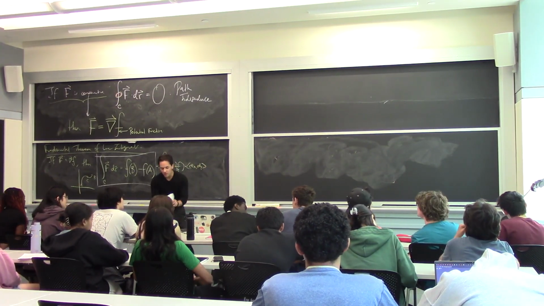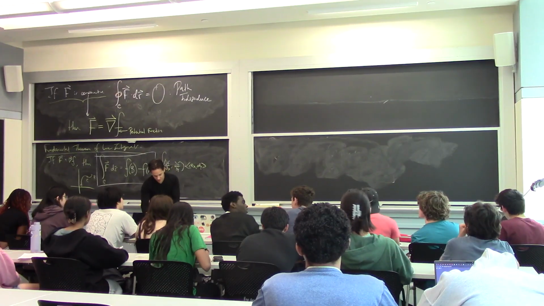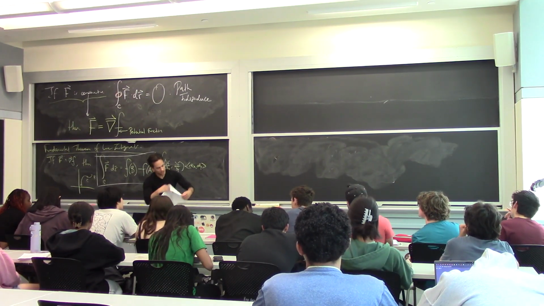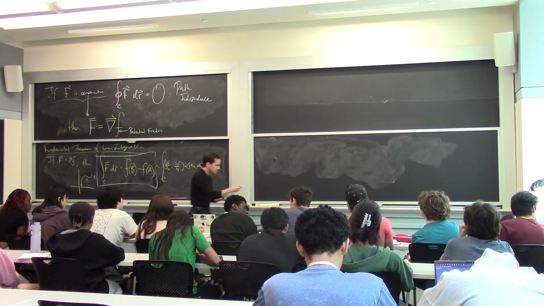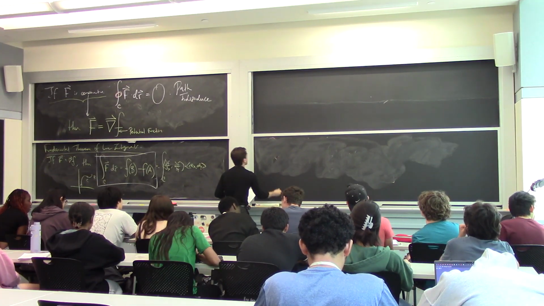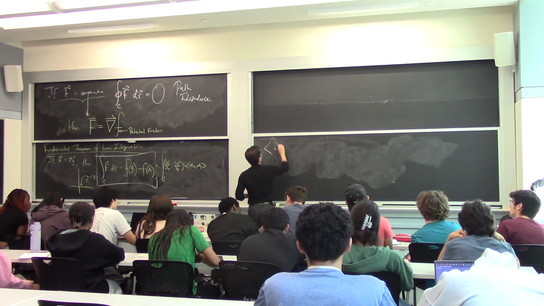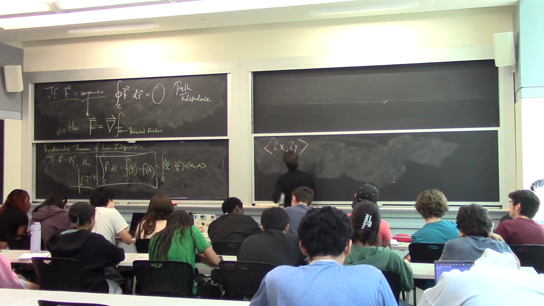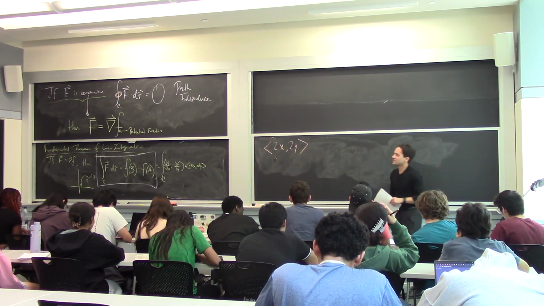Sometimes you're going to look at the field and say, yeah, that's the gradient of something. Sometimes it won't be so straightforward. So here's a question for you. Is this field conservative? 2x, 2y. Raise your hands if you think this is conservative.